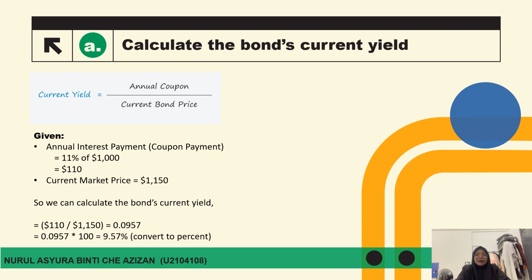So we can calculate the bond's current yield, which is 110 divided by 1,150. And I get the answer, which is 0.0957. So I convert it to a percent and I get 9.57% for the bond's current yield.